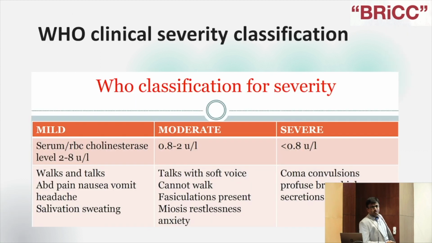WHO also has a classification based on clinical severity, as the slide says. I won't read it. It is based on the RBC cholinesterase levels, which we will allude to in later slides. The severe ones are when the RBC cholinesterase levels are very, very low, less than 0.8, the sickest patients whom most of us would have seen. The mild ones are when cholinesterase levels are about 2 units per liter. They have some clinical features, and something in between is the moderate.